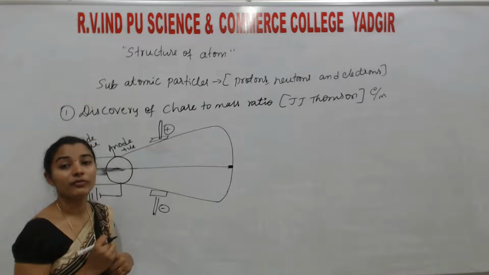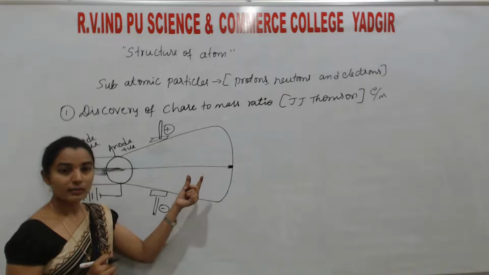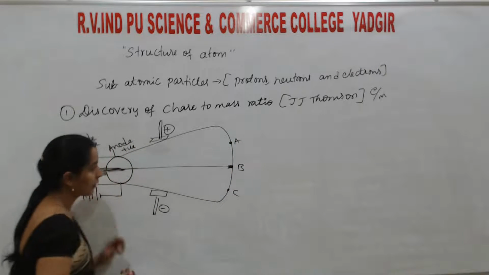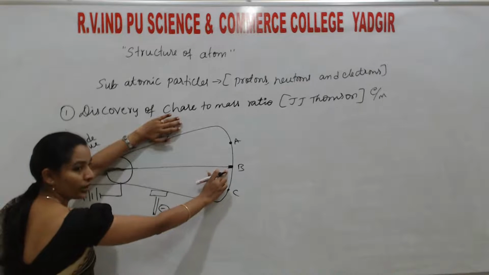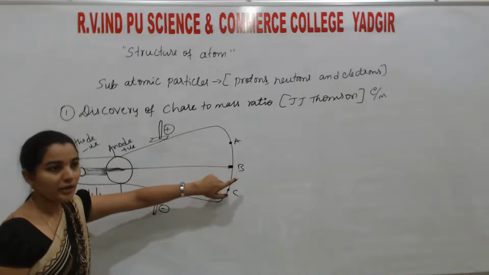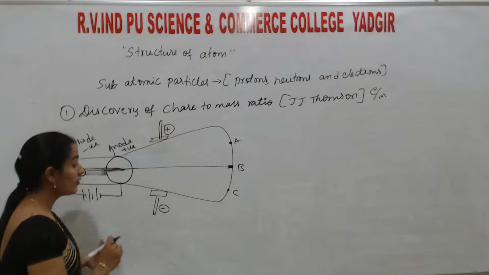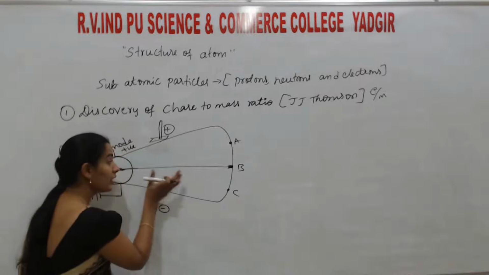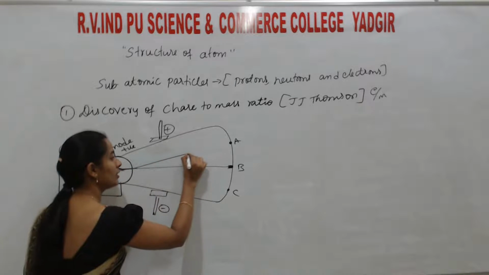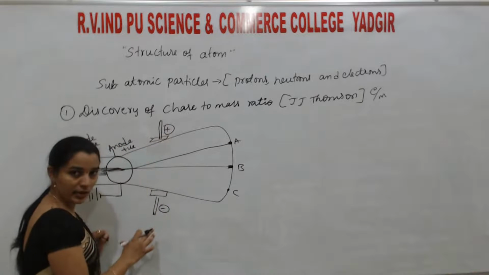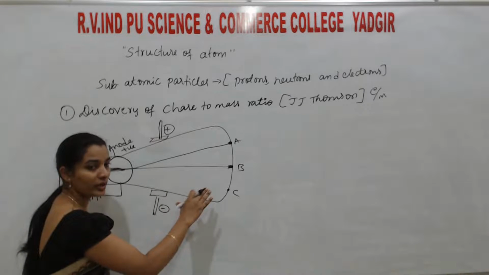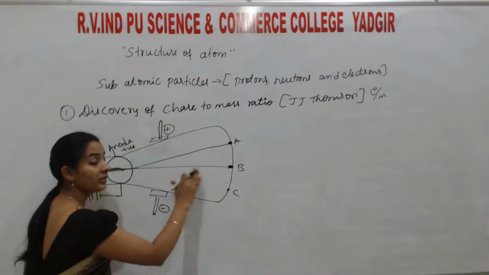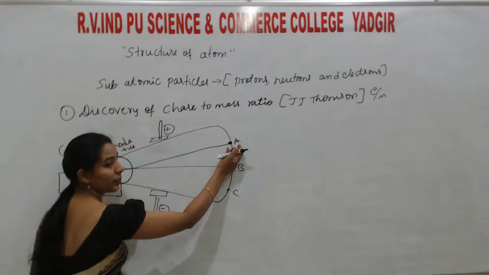Then what happens? They show some deflection, which means an electric field is there. Take this as point A, this as point B, and this as point C. In the absence of electric and magnetic field, they move in a straight line and fall at point B, creating a bright spot at B. When we apply the electric field, they deviate from their path towards A. So the light is spotted at A.